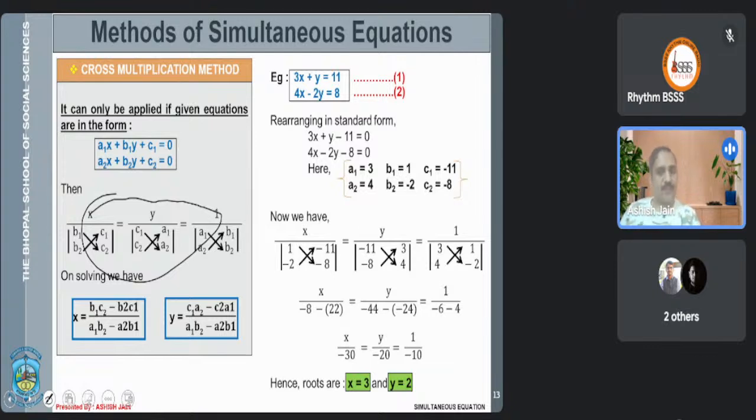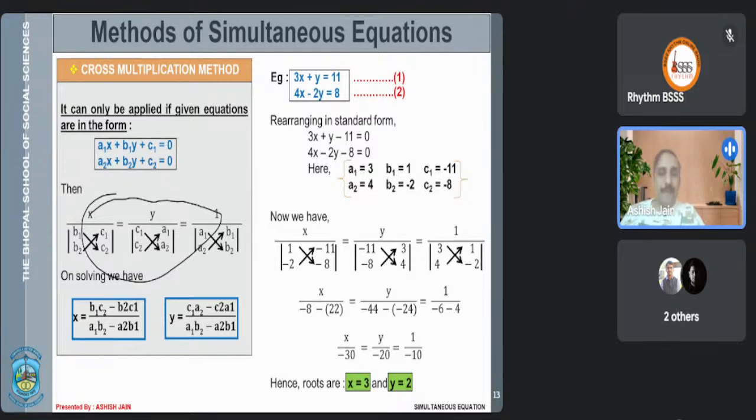Just solve as I have written. B1 into C2. B1 value is 1, C2 value is minus 8. 1 into minus 8 is minus 8. Put a minus sign. Then we have B2 into C1. So it's minus of 2 into minus of 11. It becomes plus of 22, but there is a minus outside, right? So what we do, it's B1 C2 minus of B2 C1. Clear? Then second case, y upon C1 C2 into C1 C2 A1 A2.